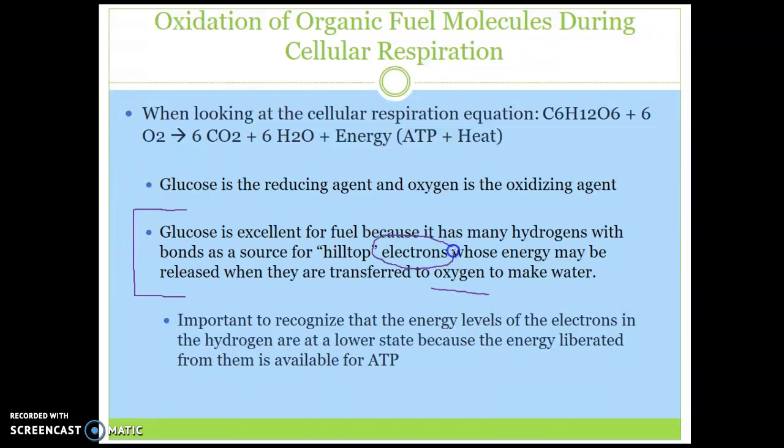And as we go through all the processes of cellular respiration, what you're going to see is that the harvesting of the electrons from glucose is important. The electrons are where we actually get the energy to make the ATP molecule. And glucose has a lot of these electrons that are very, very easy to harvest.